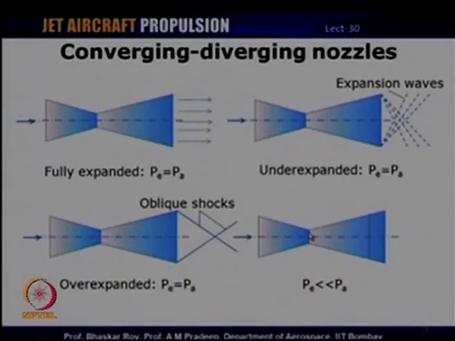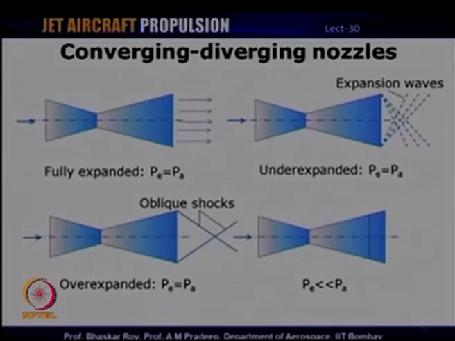So, these are the illustrations of all these 4 cases. Fully expanded nozzle, PE is equal to PA. So, there are no issues within the nozzle itself. If PE is less than PA, which means that it is under expanded, there would be expansion waves, as you can see here, which originate from the lip of the nozzle. These are the expansion waves through which the flow will further expand and become equal to the ambient pressure. Now, if PE is greater than PA, that means it has actually expanded more than what it should be.